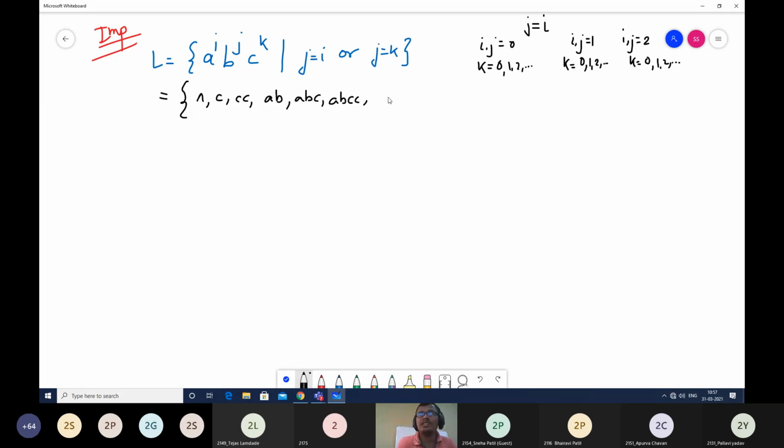Again, now if my I and J are 2, then I'll have, oh, sorry, is the screen visible properly? Yes, sir. Okay. So if the value of I and J are 2, the string will be AABB. And in that case, again, if K takes 0, I'll have no C's, or I'll have 1 C if K is 1, or I'll have 2 C's if K is 2, and so on.